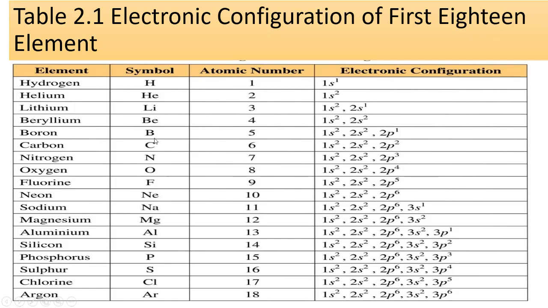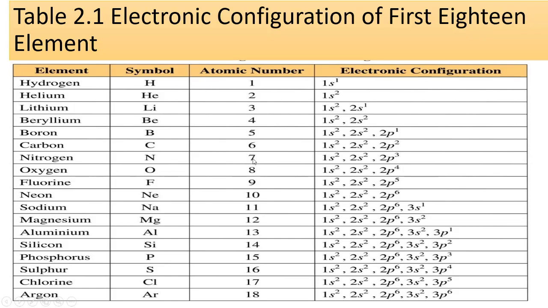The next is boron, symbol B, atomic number is 5. 1s2, 2s2 will be complete as the maximum capacity of s subshell is 2. So the fifth electron will go into the next subshell, which is 2p. So 1 electron will accommodate in this p subshell. The next one is carbon, atomic number 6, and the symbol is C. 1s2, 2s2, 4 electrons, and the remaining will be filled in 2p orbital.